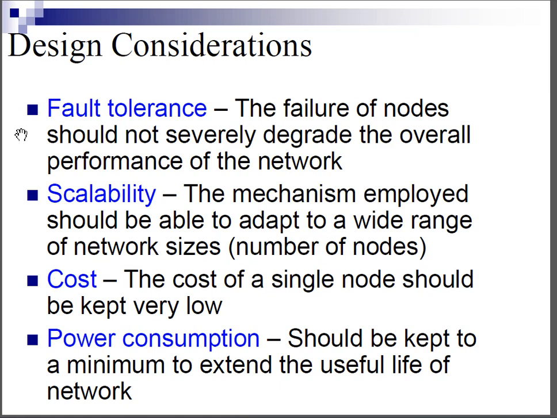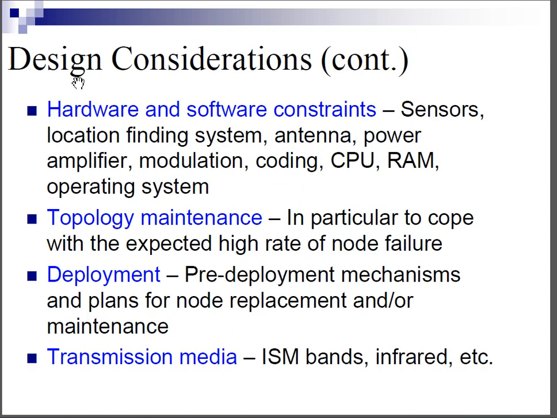The third one is cost. The cost of a single node should be kept very low because you are going to have, let's say, 1,000 nodes in one physical environment. And also the power consumption. We discussed a lot about the power consumption. It should be kept to a minimum to extend the useful life of the network. If the sensor node's power consumption is very low, it can last long. If a sensor node lasts only 1 month, it's very difficult. But if it lasts 1 year, it should be much better, right?